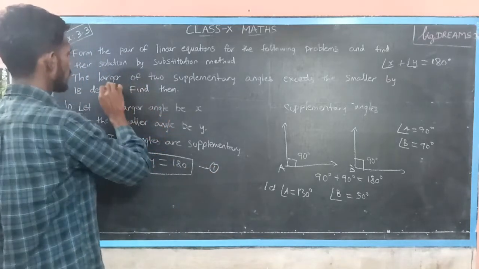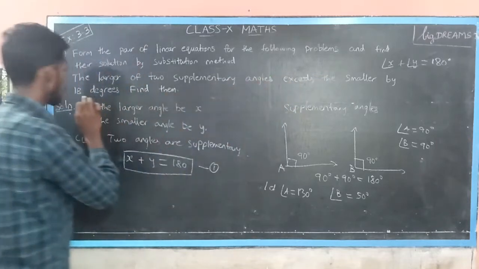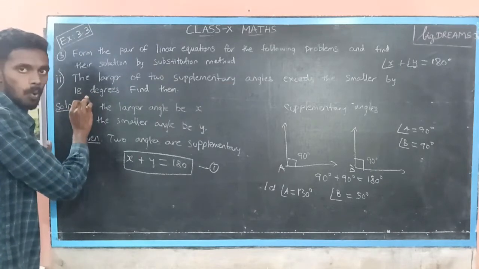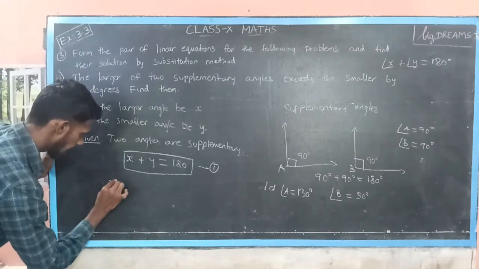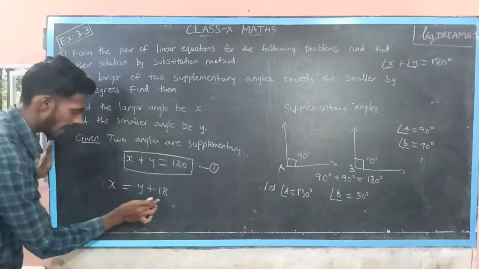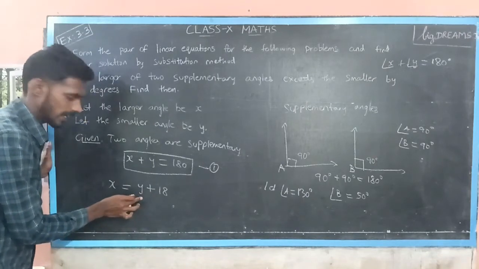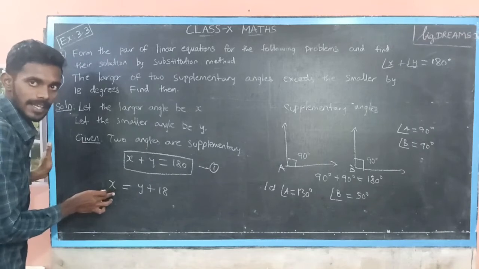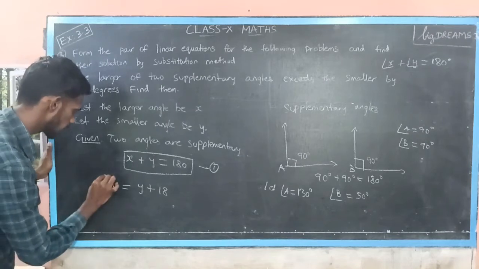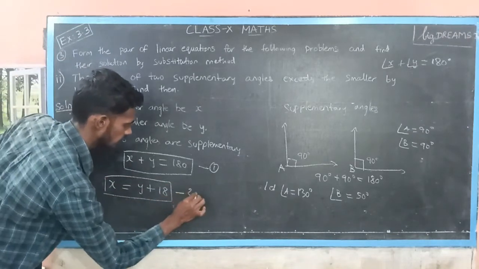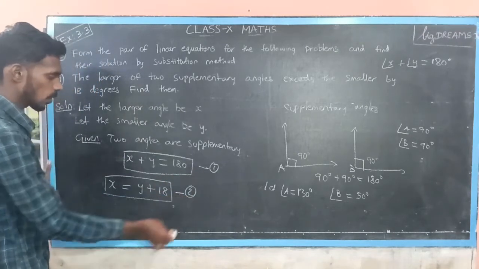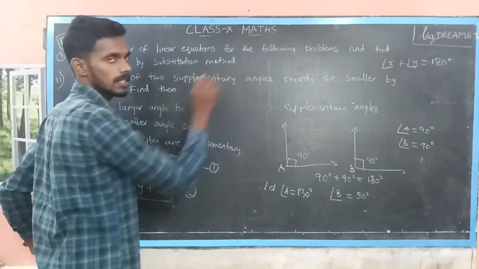Now, see the condition, the larger angle exceeds the smaller angle by 18 degrees. So, which means that the greater angle is 18 degrees more than the smaller angle. So, angle x is equal to angle y plus 18. When we add 18 to angle measure of y, then only we will be getting the angle measure of x. So, which means that x is 18 more than y. Clear? So, this is the second condition we have got. Thus, we have got two linear equations in two variables. Now, we are going to solve these equations by using the substitution method.